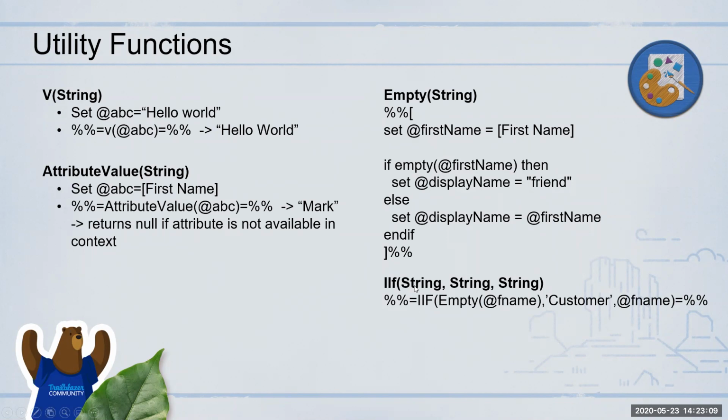Okay. IIF is something that you must have seen in Excel. Whenever you have a condition, first evaluate that condition. If it is true, return the first value. If not, return the second value, right? So this is that particular function. It's called IIF. Here it is checking if the first string is empty, then return customer. If not, return the actual first name variable value.